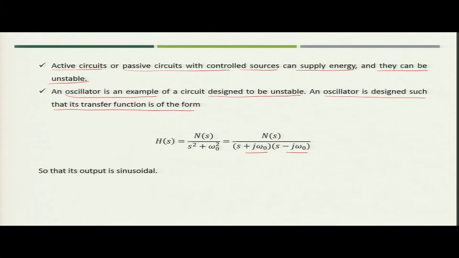So, the poles are minus j omega naught and plus j omega naught. When you have poles lying on the imaginary axis, that means that the circuit is oscillatory. The output which you will get in this case is sinusoidal. So, when you have this kind of situation, then you will say that the circuit is oscillatory.